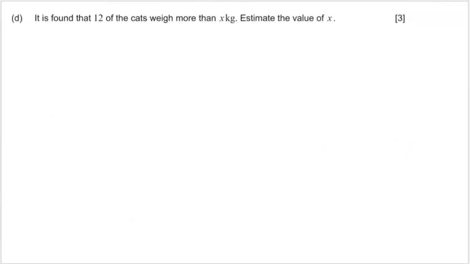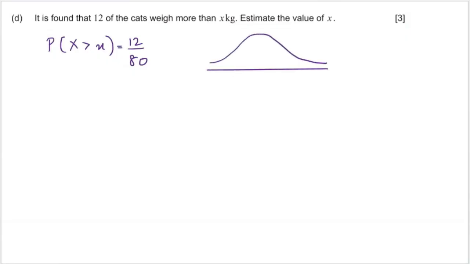Part D. It is found that 12 of the cats weigh more than X kg. Estimate the value of X. So we know that out of 80, 12 of them weigh more than X kg. So this is an inverse normal situation. You have the mean, this is 6.1. You have the probability, but you do not know what X is.